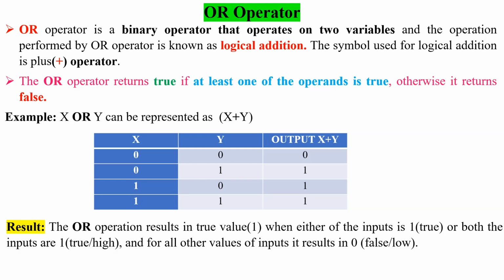Now look at the first table. Consider the following values for two variables x and y as shown in the first table. When there is logical addition using the OR operator, the OR operation results in true value 1 when either of the inputs is 1, that is true, or both the inputs are 1, that is true or high, and for all other values of inputs it results in 0, that is false or low.